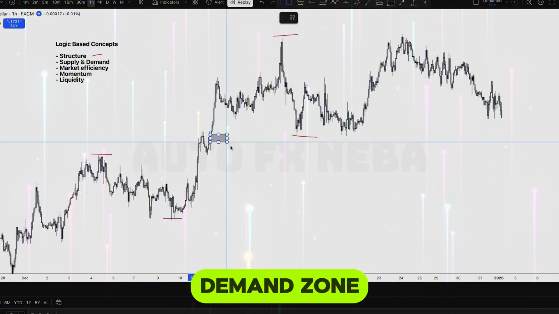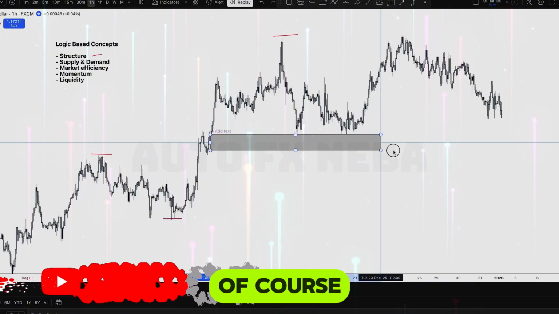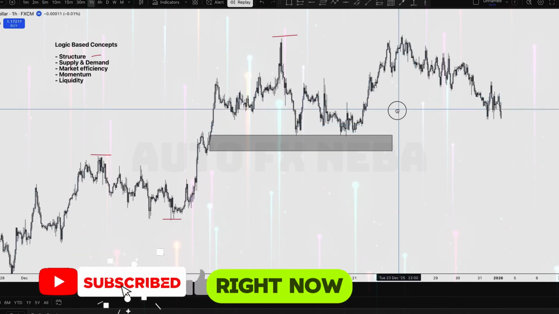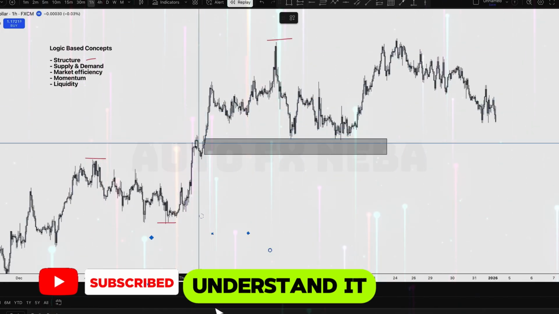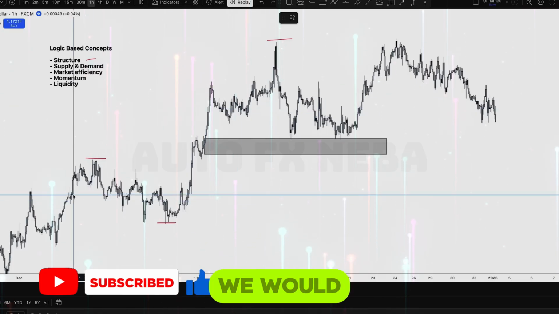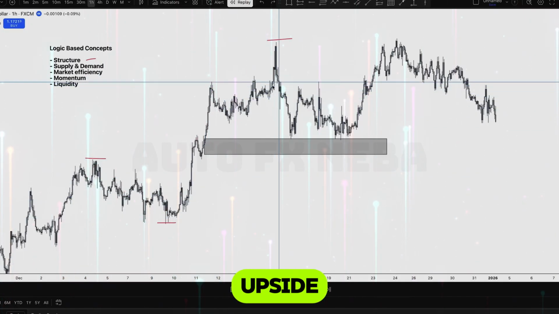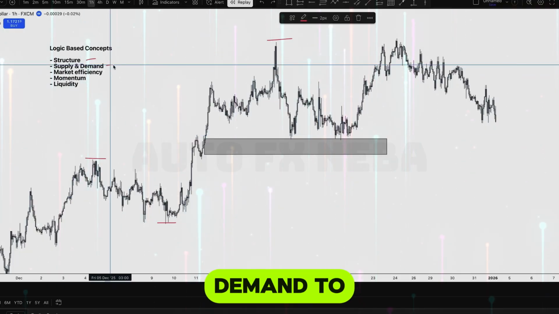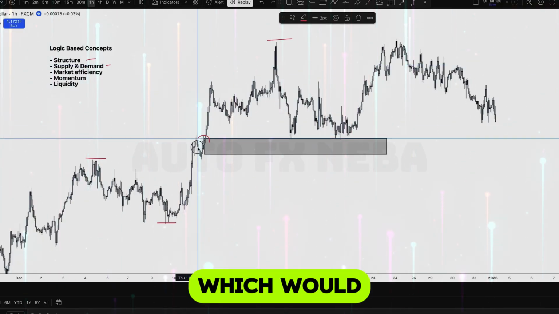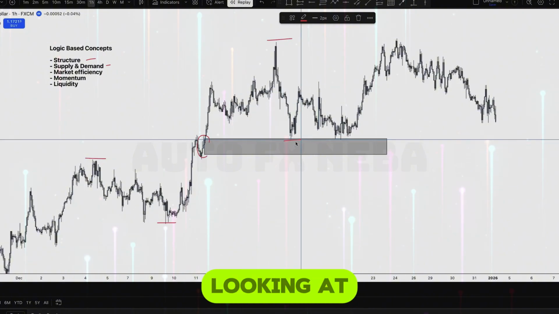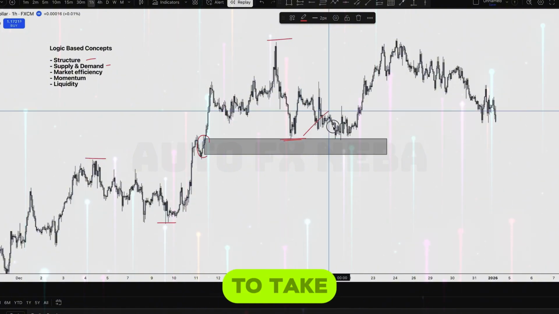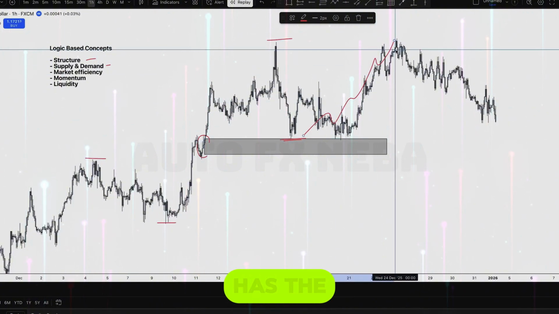So a demand zone would look like this. Of course, this is very simplistic right now, and I don't expect you to understand it. But so far, from this market, we would identify the high-low structure and realize this market is heading to the upside, and we would use supply and demand to find the execution point, which would be the zone just here. So we'd be looking at buying from this level to take this market higher as it has.